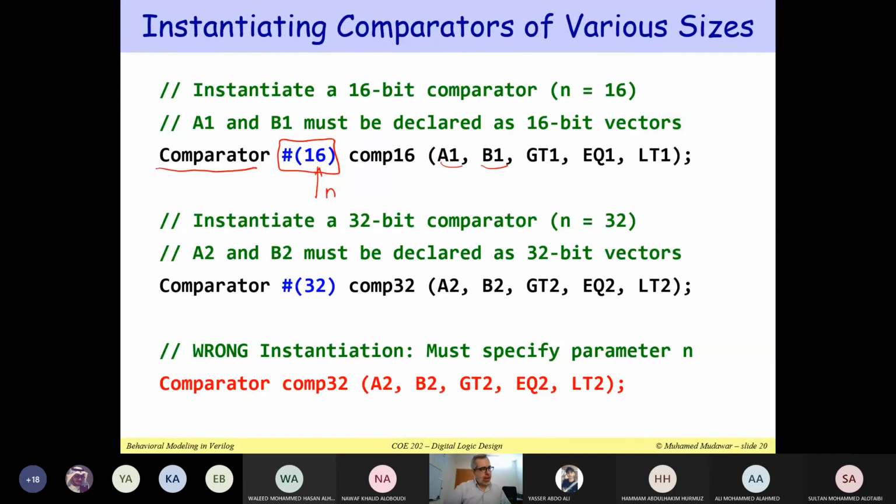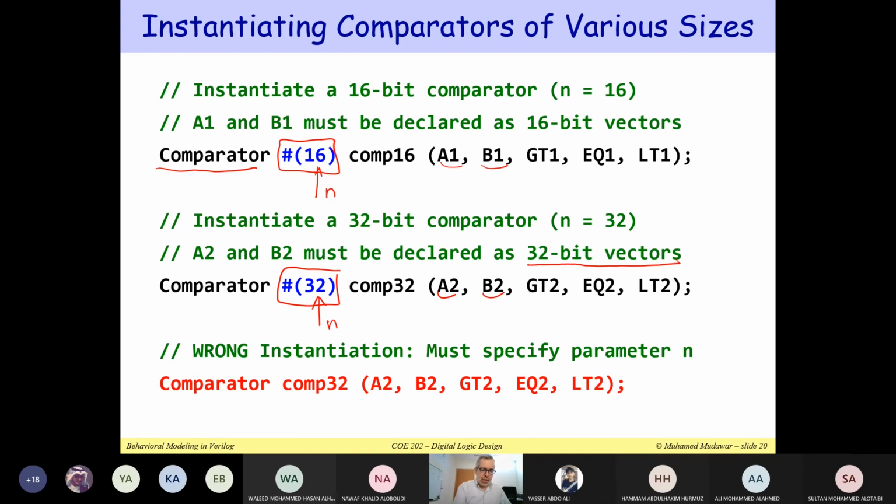That's the meaning here of #16. So you must provide the value of the parameter n. Here, for example, you would like to have a 32-bit adder. You are using here a 32-bit comparator, not adder, a 32-bit comparator. Then you must use here #32. So now n will be equal to 32. So now A2 and B2 will be 32-bit vectors. Okay, you have to declare them as 32-bit vectors.